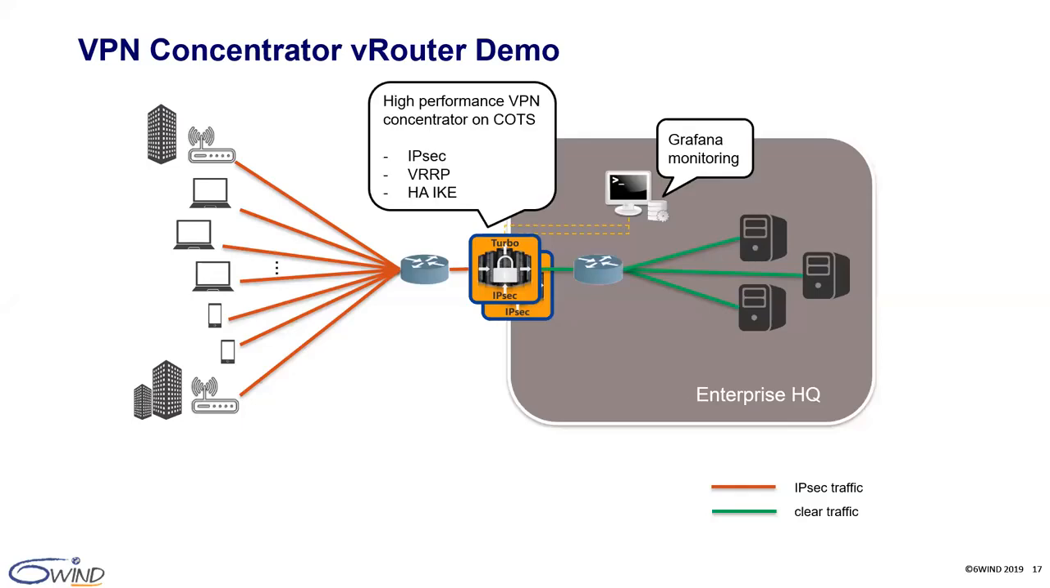The VPN Concentrator is composed of two Turbo IPSec instances working in high availability mode, with VRP for redundancy and Ixia for seamless failover, thanks to the continuous synchronization of IPSec security policies and associations. The cluster is monitored using the Grafana visualization tool.